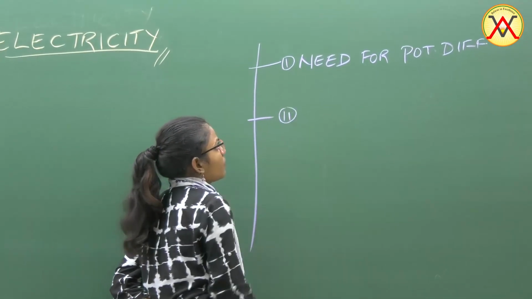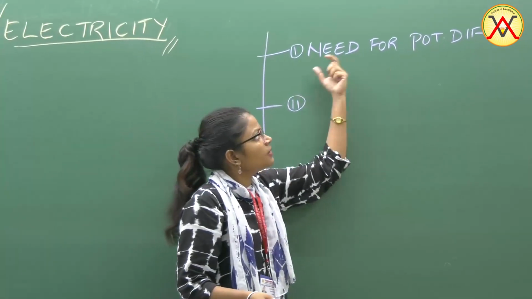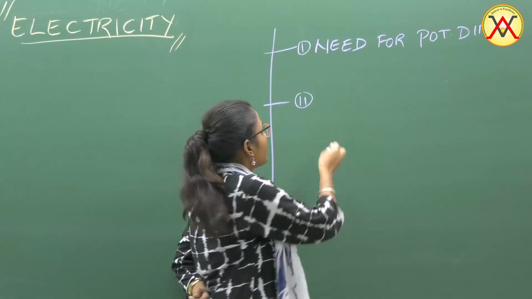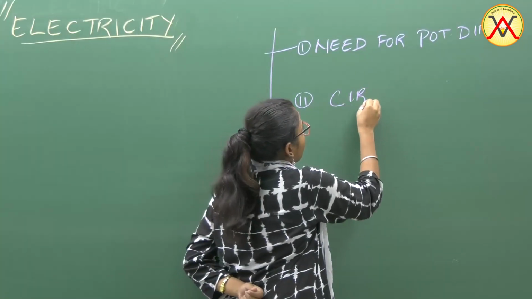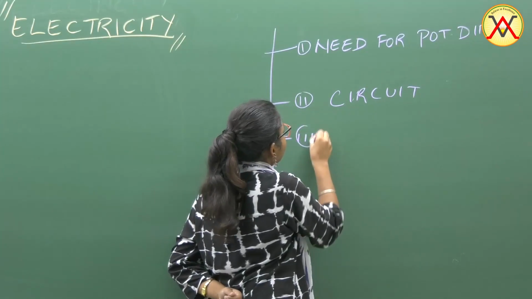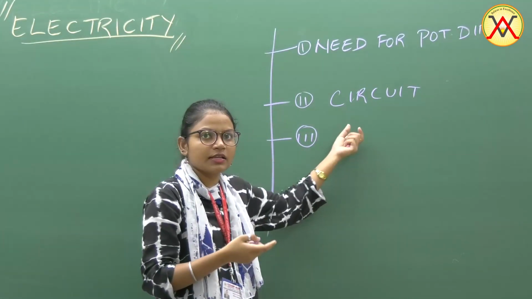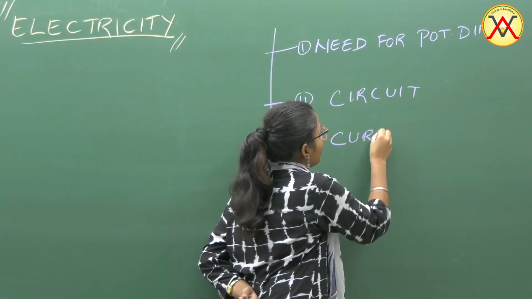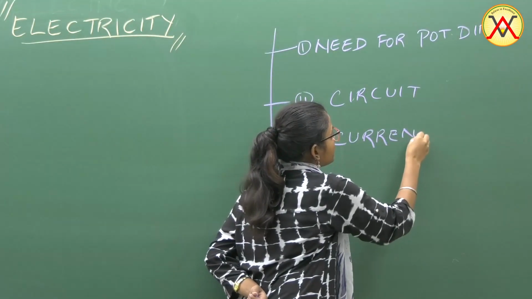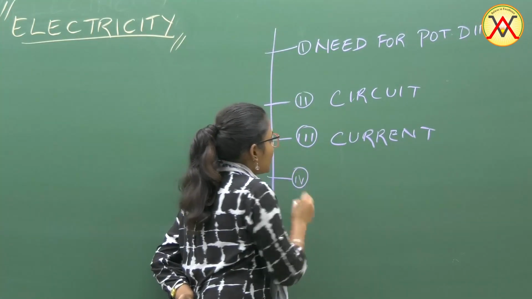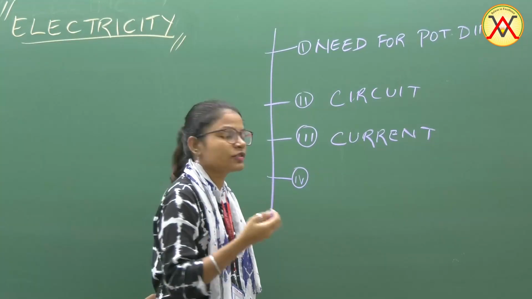Second one, having said the need for constant potential difference, we will be taking our next topic called circuit. After a brief introduction of what a circuit is, we shall be taking our next topic, current. After current, we shall be trying to take our next topic called Ohm's Law.